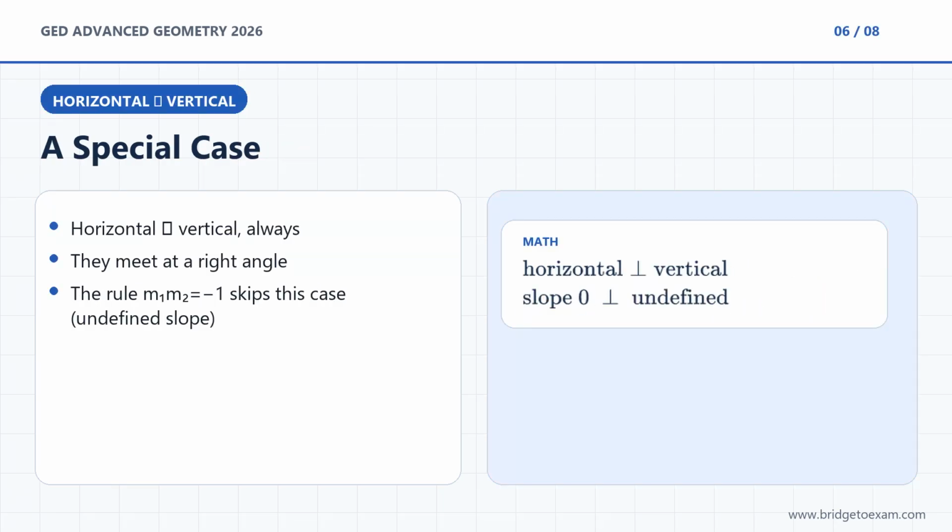One special case is worth memorizing. A horizontal line and a vertical line are always perpendicular. They meet at a perfect right angle, like the corner of a page. This is the one perpendicular pair where the multiply to -1 rule does not apply, because a vertical line has an undefined slope. Just remember, flat and straight up always make a right angle.